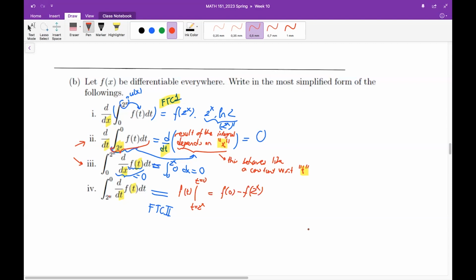So these are 4 different situations where you have different results. You should be careful about the variables. If they match, you can apply FTC part 1 or part 2. If they don't match, just like here and here, the result can be just 0.